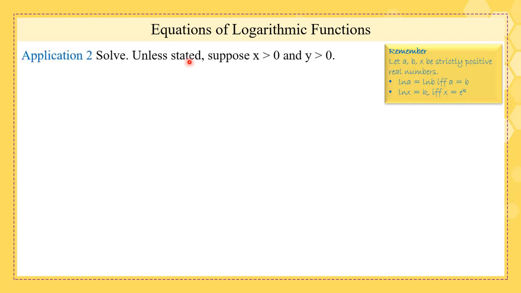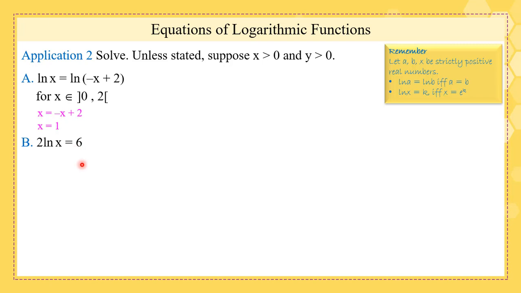Solve. Unless stated, we suppose that x is strictly positive and y is strictly positive. Ln x equals ln minus x plus 2 for x belongs to 0, 2. Try to do it alone. Check up your answer. So applying ln a equals ln b if and only if a equals b, we say that x is negative x plus 2. So x is 1 and it is accepted.